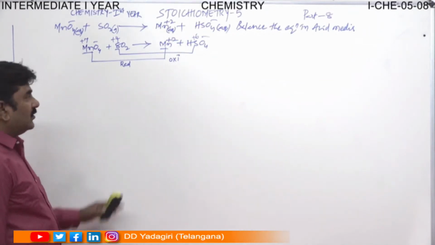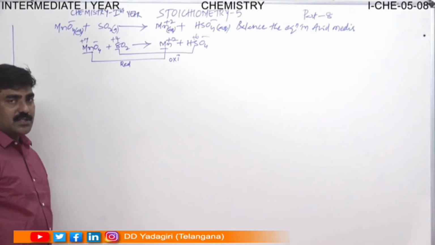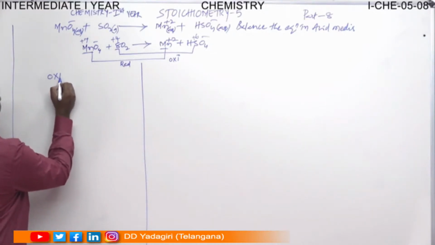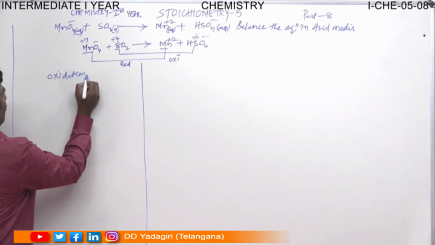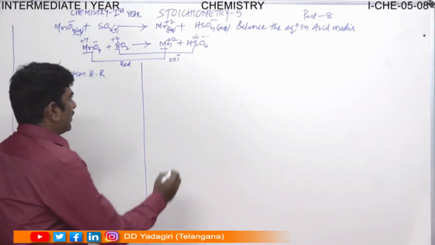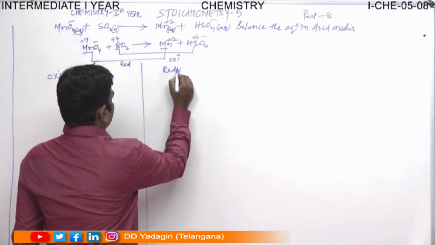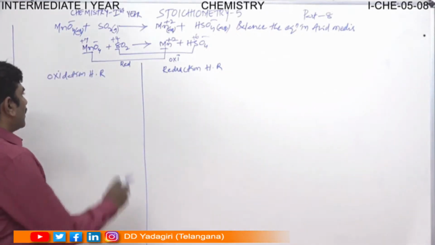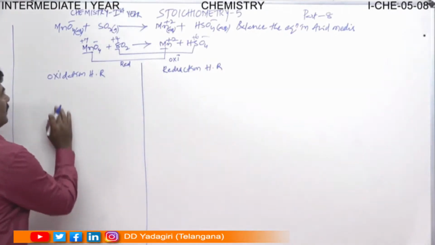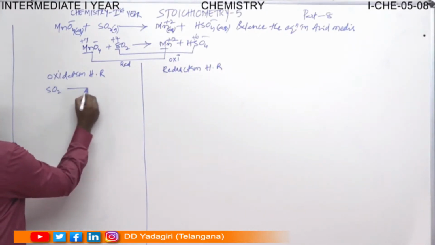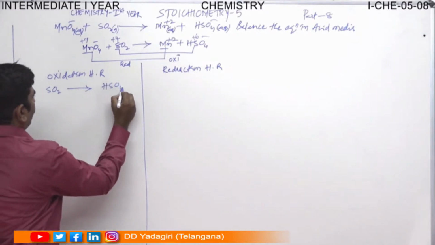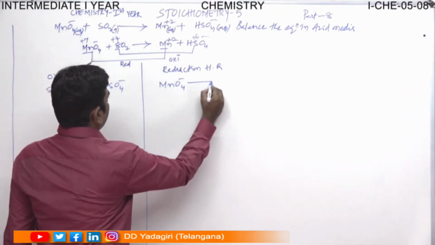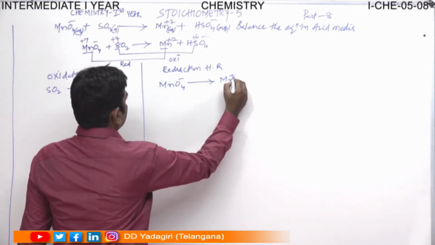What is the next step? We have to make the page into two equal halves, one side oxidation half reaction and another side reduction half reaction. ఆక్సీకరణ అర్ధచర్య. ఇటువైపు reduction half reaction. క్షయకరణ అర్ధచర్య. ఆక్సీకరణ అర్ధచర్యలో ఏముంది? SO2 will give HSO4 minus. In the case of reduction, MnO4 minus will give Mn plus 2.